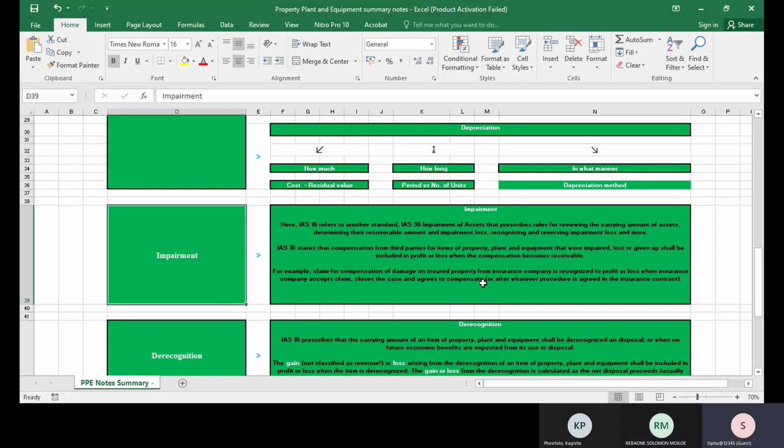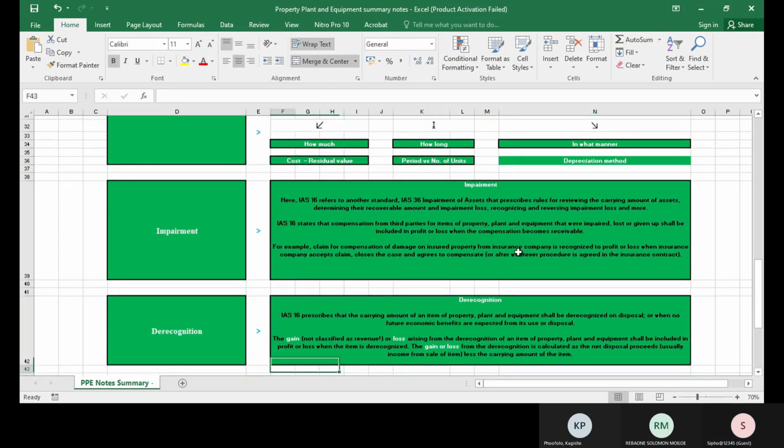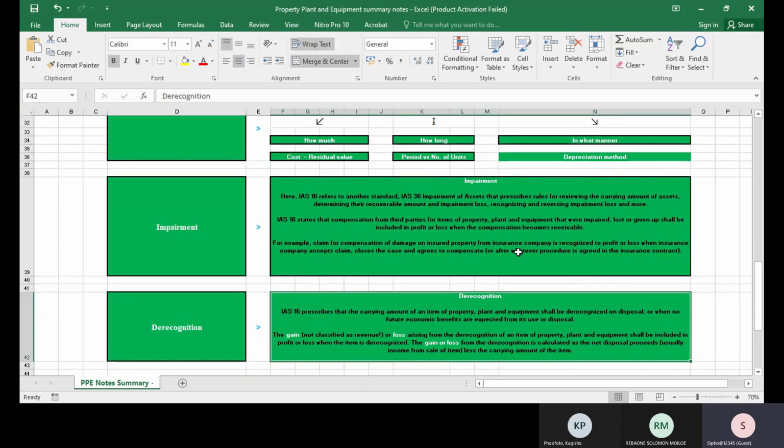For example, a claim for compensation of damage on insured property from an insurance company is recognized in profit or loss when the insurance company accepts the claim, closes the case and agrees to compensate, or after whatever procedure is agreed in the insurance contract. So don't worry about impairment. I've included it here so that it forms part of what you need to understand under PPE. But remember, we leave it to the next lecture because it's a long topic that we still need to go through and discuss.